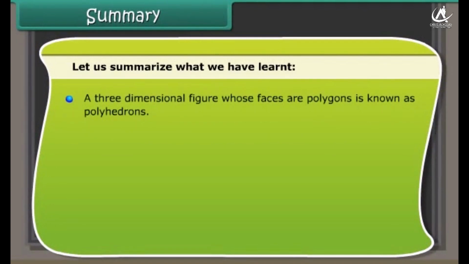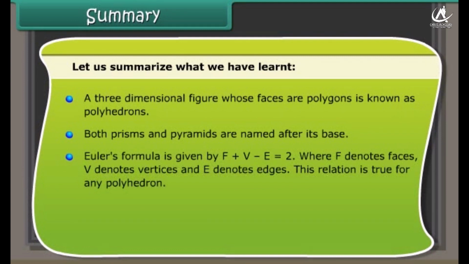A three-dimensional figure whose faces are polygons is known as a polyhedron. Both prisms and pyramids are named after their bases. Euler's formula is given by f plus v minus e equals 2, where f denotes faces, v denotes vertices, and e denotes edges. This relation is true for any polyhedron.